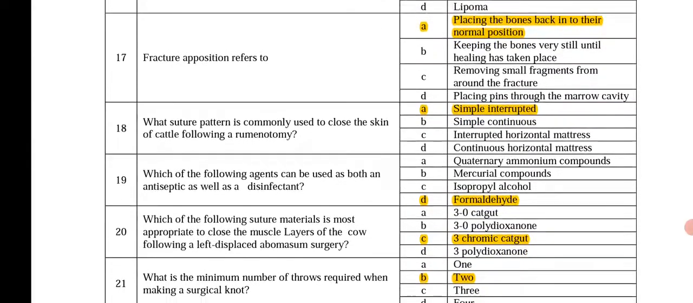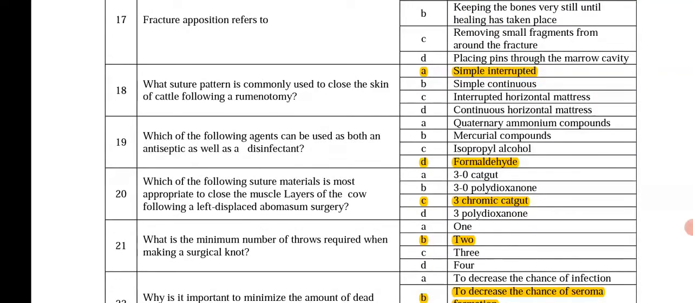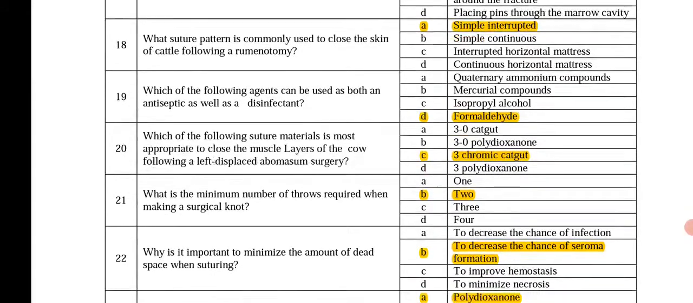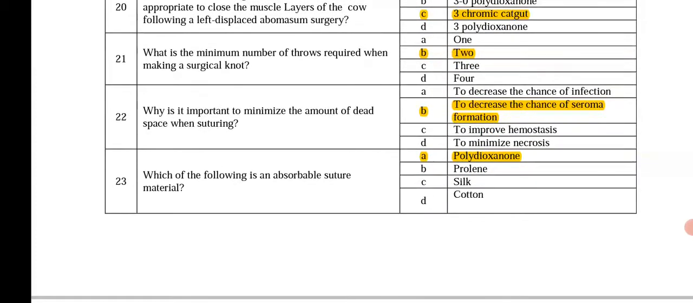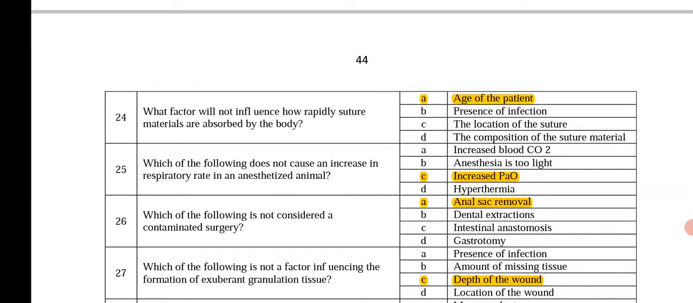Which of the following agents can be used as both an antiseptic as well as disinfectant? Formaldehyde. Which of the following suture material is most appropriate to close the muscle layers of a cow following left displacement of abomasum? Number 3 chromic catgut. What is the number of throws required when making a surgical knot? Three or more. Why is it important to minimize the amount of dead space when suturing? To decrease the chance of seroma formation. Which of the following is an absorbable suture material? Polydioxanone.